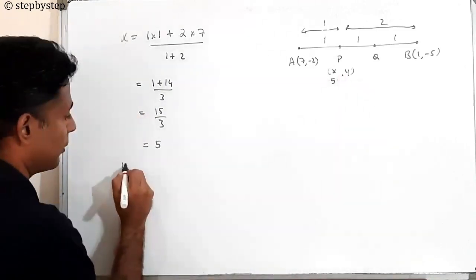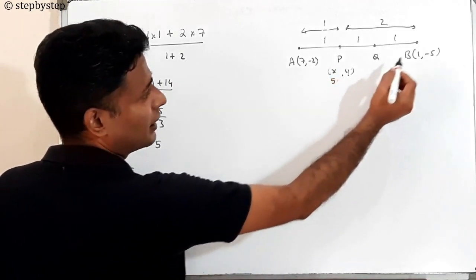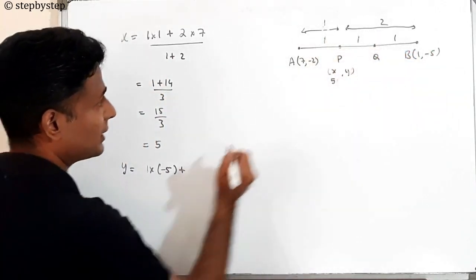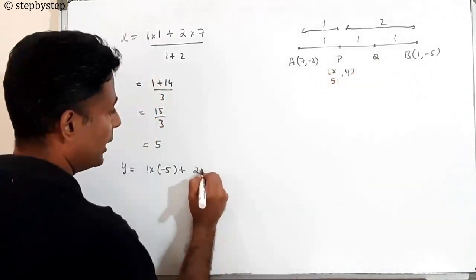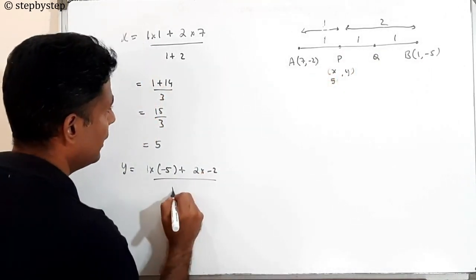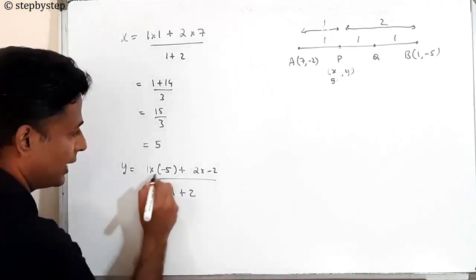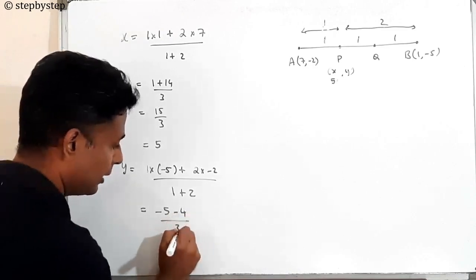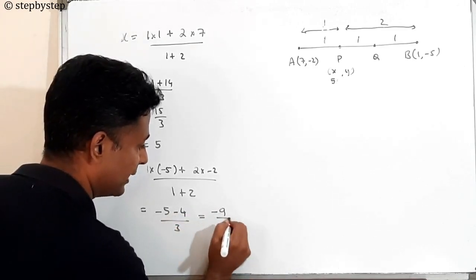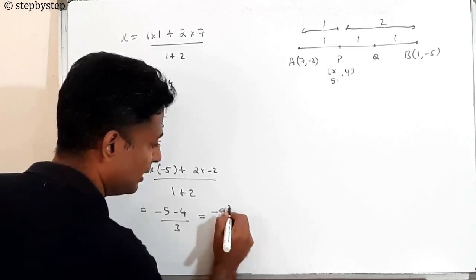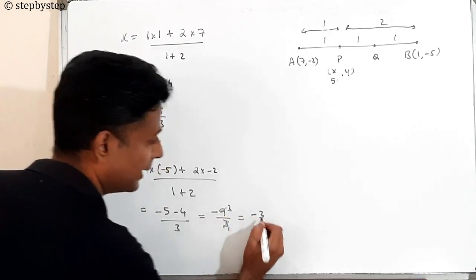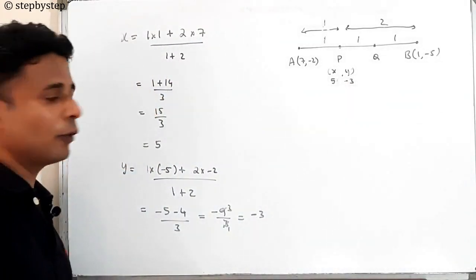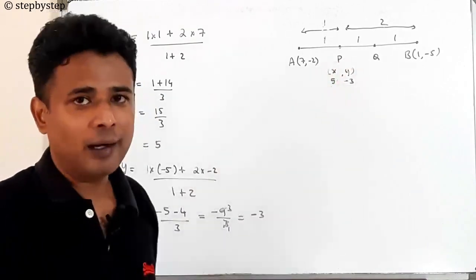Now in the same way, what will the y coordinate be? m into y2, that is 1 into minus 5, plus n into y1, that is 2 into minus 2, whole by m plus n. So what do we get? Minus 5 minus 4 by 3. So this becomes minus 9 by 3, which is minus 3. So now we got the y coordinate as minus 3. So we have found the coordinates of one point of trisection.